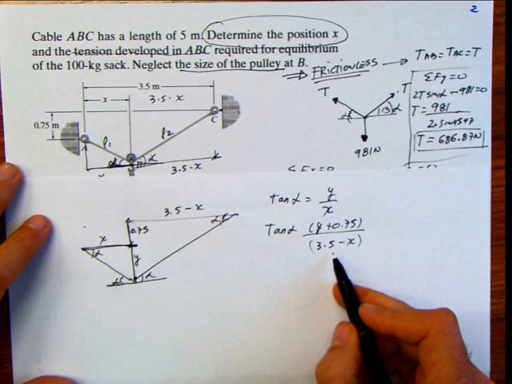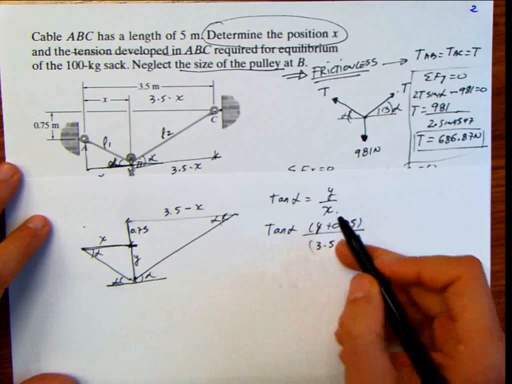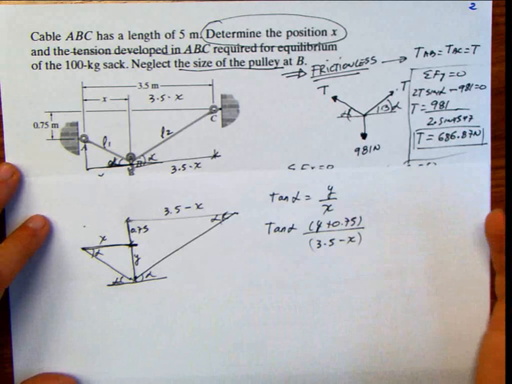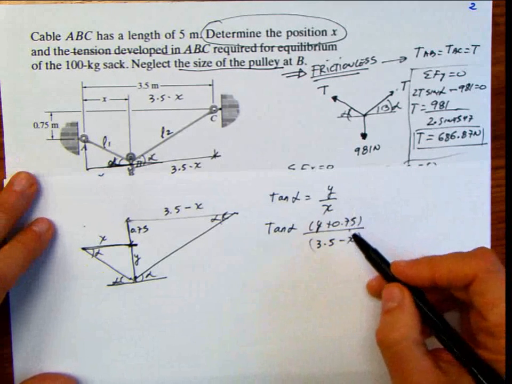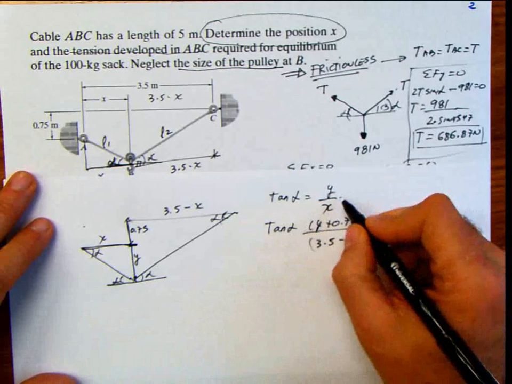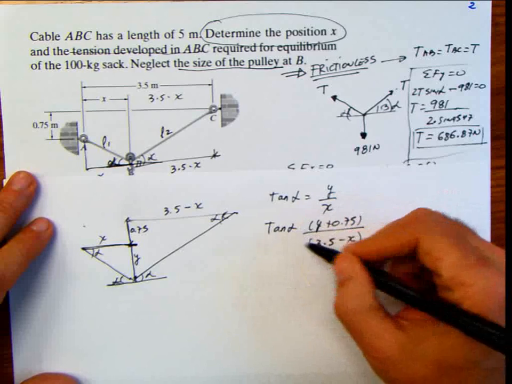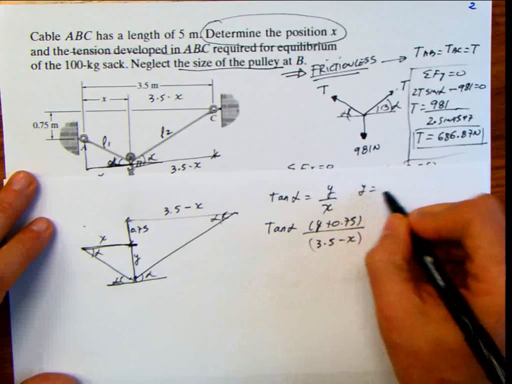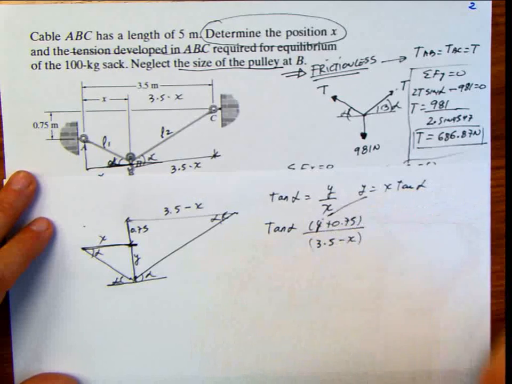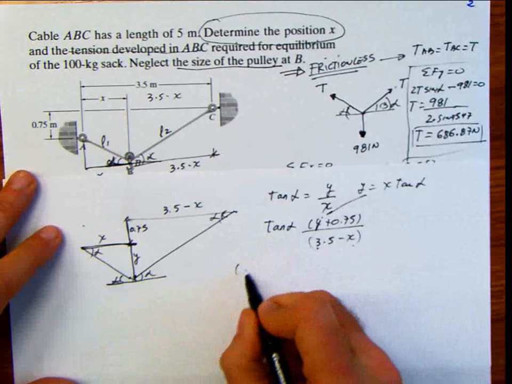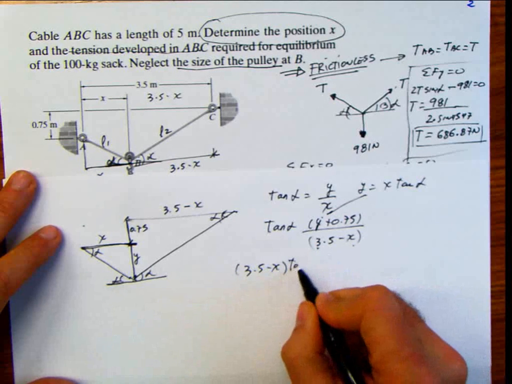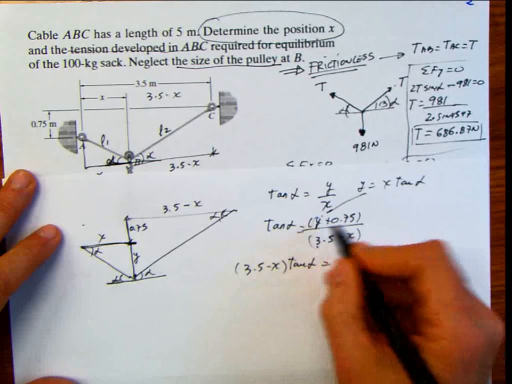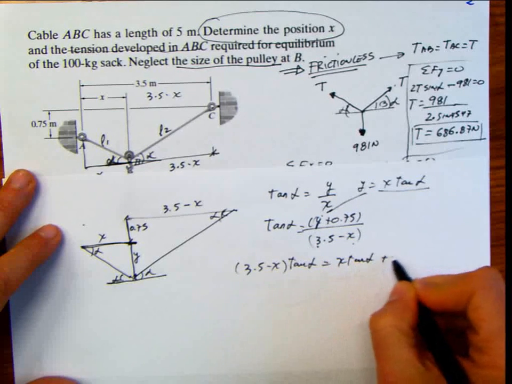I just take this 3.5 minus x, pass it to this side here, and this x tangent alpha, pass it to that side also over there. And I can establish a system of two equations with two unknowns if you want to. Or you can say that in the first equation x tangent alpha equals y, and the second equation 3.5 minus x tangent alpha equals that. Or you can get this x here and say y equals x tangent alpha and plug it into here. It's up to you. I can pass this to this side now. 3.5 minus x tangent alpha equals y, but y is x tangent alpha plus 0.75.